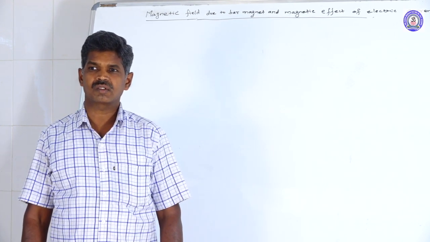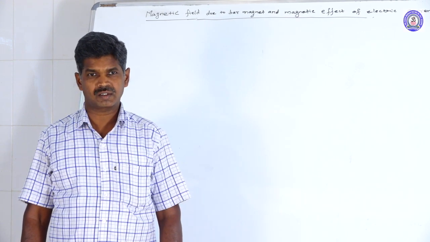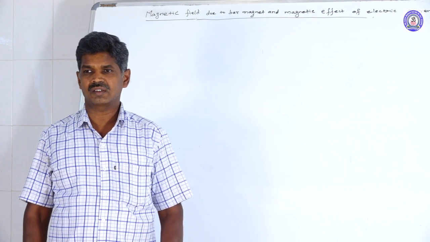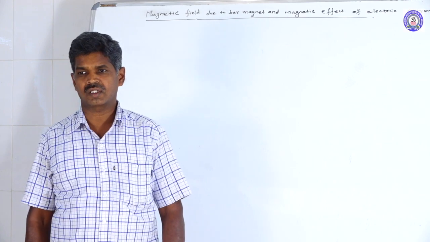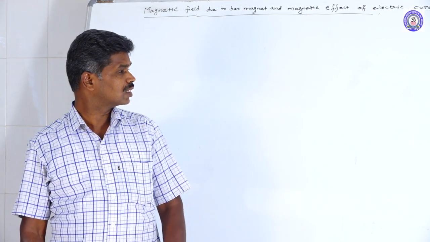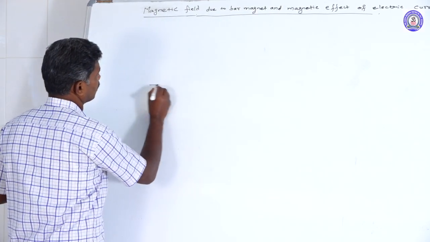Today we are going to see about the magnetic field due to a bar magnet and magnetic effect of electric current. It is the 12th portion in the third lesson. First we are going to see about the bar magnet. We have that bar magnet.